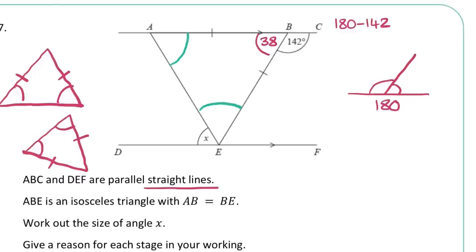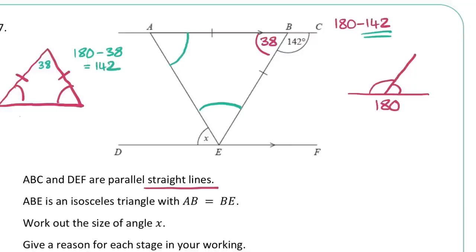So we want to find out what they are. If the top angle in an isosceles is 38, we want to take that away from 180, which we actually already did over here. So we know that's 142, but we'll write it down anyway. 180 minus 38 is 142. If both of the angles are equal, then we want to do 142 divided by 2.